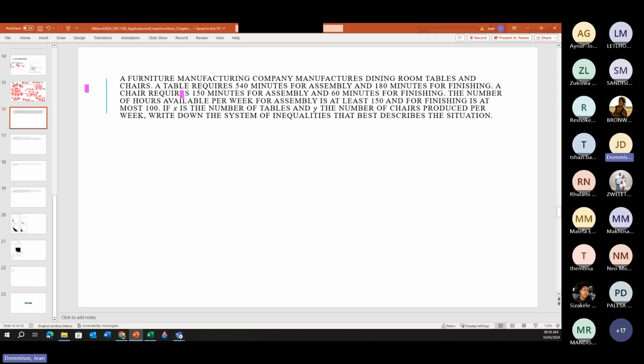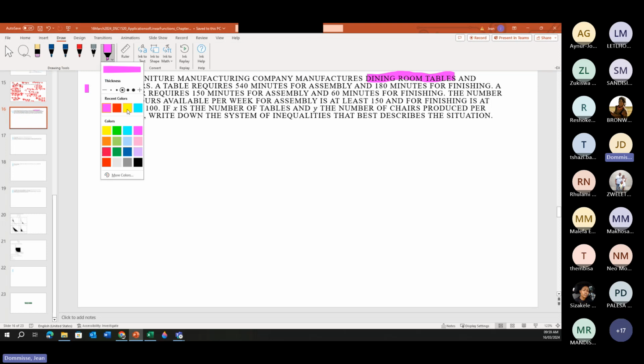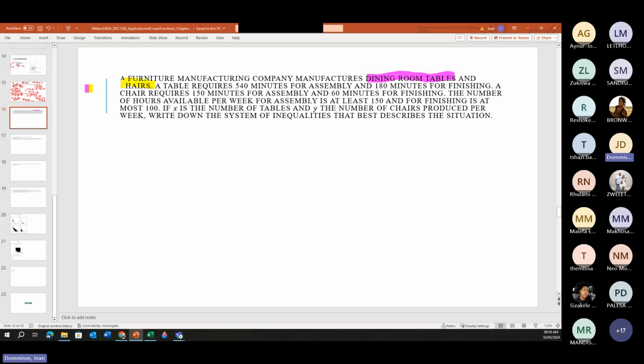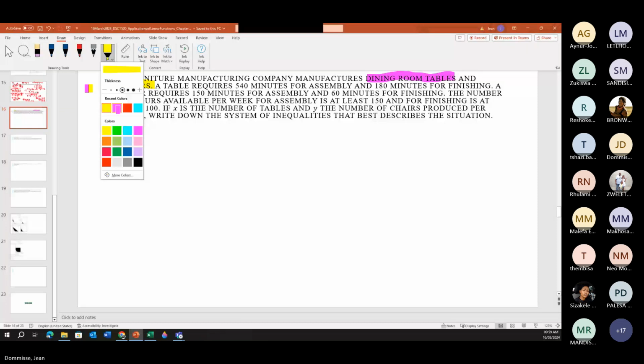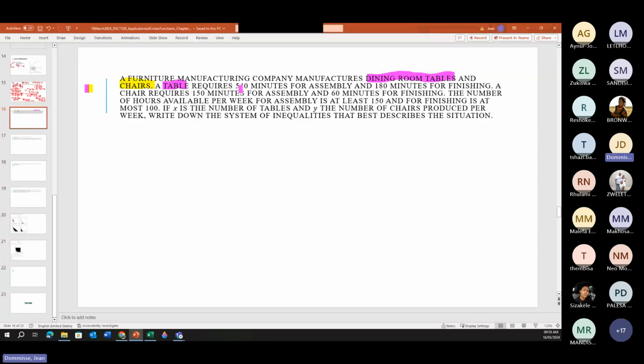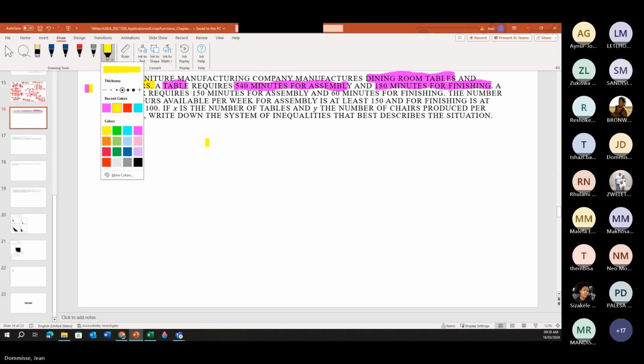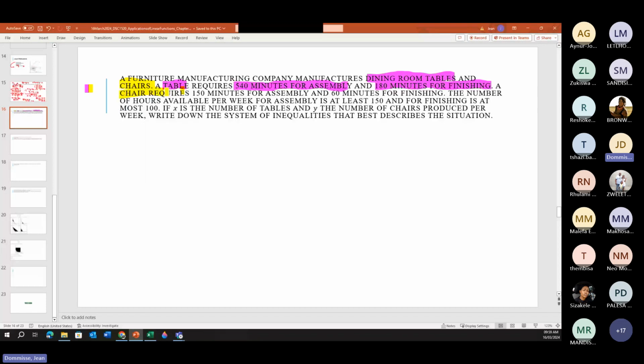So a furniture manufacturing company manufactures dining room tables and chairs. Okay, so I just want to highlight it as two different ones, so that we can get it. So a table requires 540 minutes for assembly and 180 minutes for finishing. A chair requires 150 minutes for assembly and 60 minutes for finishing.